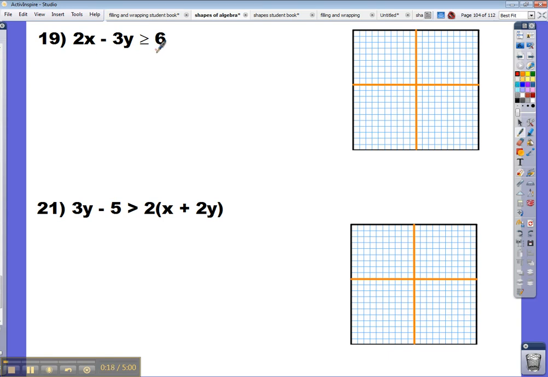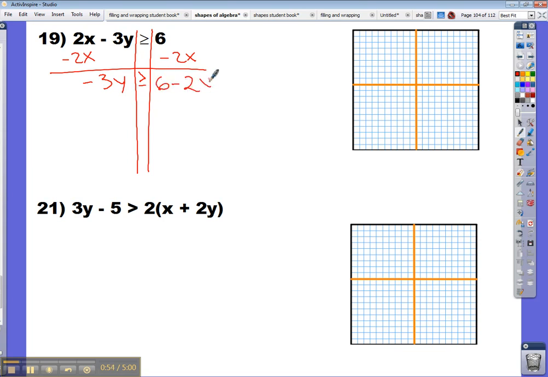I can solve this inequality for y, so I get it in y equals mx plus b form, which is great. Or I can plug in points and get a table of values that I could then graph and make my line. I am going to solve for y to make it into y equals mx plus b form. So the first thing I'm going to do is subtract 2x from both sides of the inequality. So I have negative 3y is greater than or equal to 6 minus 2x.